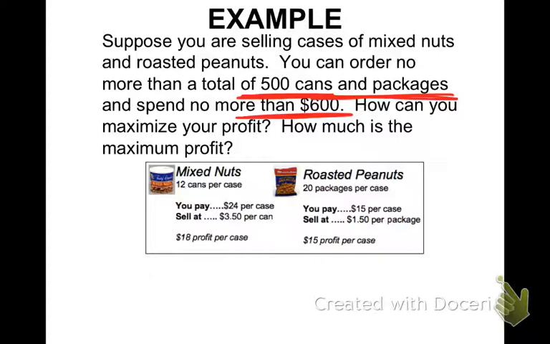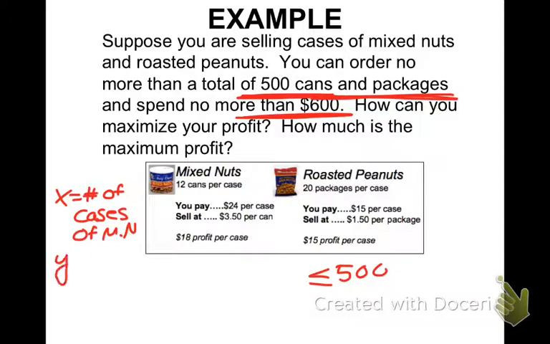All right, so let's figure out what my constraints are going to be. I can order no more than 500. So that means 500 is my maximum value. So I'm going to have a 500 with a less than or equal sign. If I let x equal number of cases of mixed nuts and y equal number of roasted peanuts, what would my expression look like on the left-hand side?